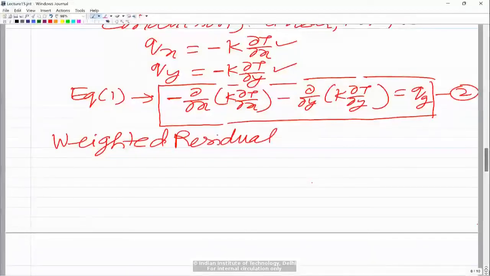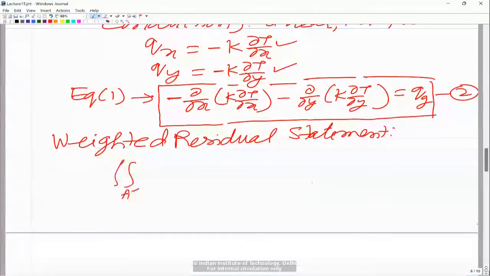the weighted residual statement, so as you know, if I am writing the weighted residual statement over one particular element, then it would be integration over the area of the element, double integral, of the weight function. Now the weight function is also going to be a function of x and y. Earlier it was only a function of x. And then the residual, the domain residual, take all the terms on the left hand side. So we will have this term and minus qg.